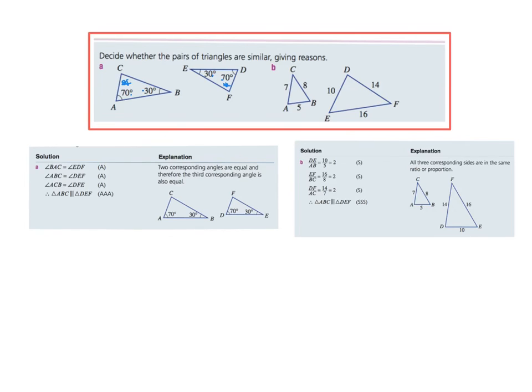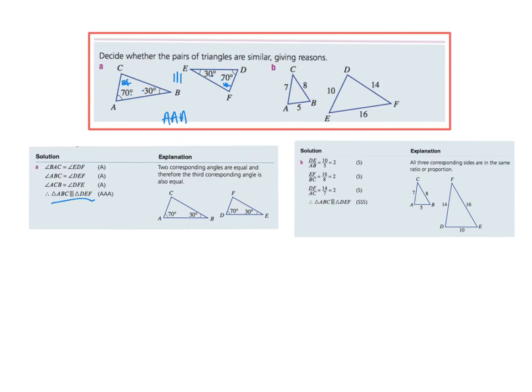So this one, we would say they're similar because of their angles. So you might say angle, angle, angle, and you could say that they're similar. Okay, so they've put the solution down here. So you can say triangle because of AAA.